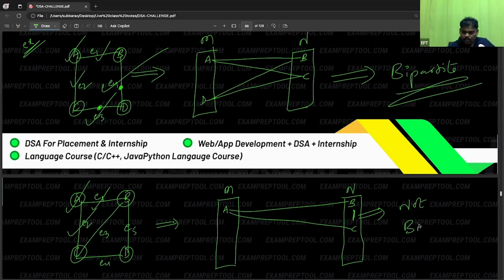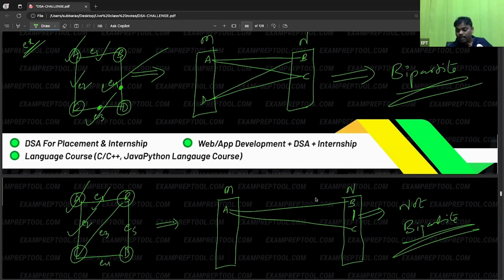No need to proceed further. Because of this, it is not bipartite. If two people are adjacent, one person will be in the M group and the other should be in the N group. Remember, if two people are adjacent, they cannot be in the same group, right? But unfortunately, B and C are adjacent and they are both in the same group, so it is not bipartite. So this is the bipartite problem.